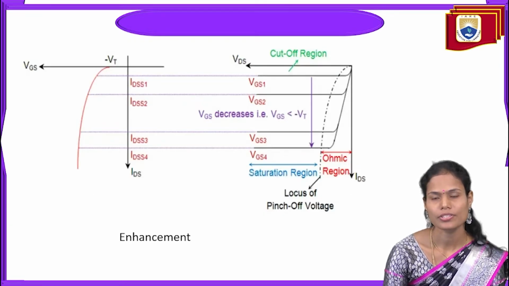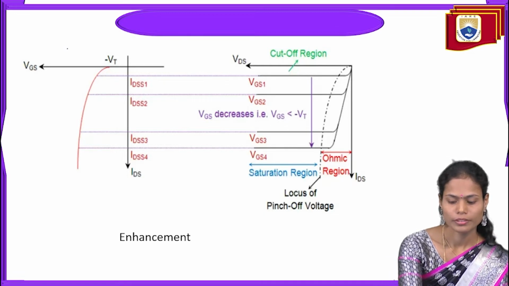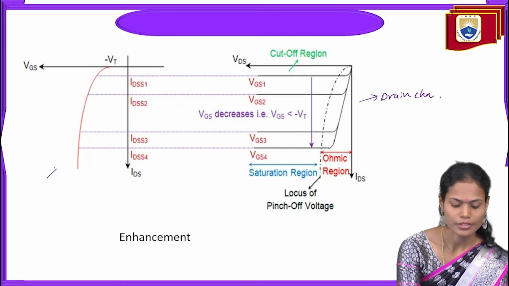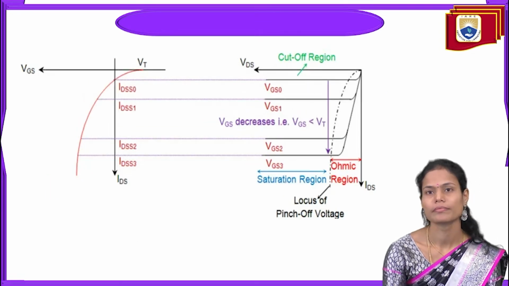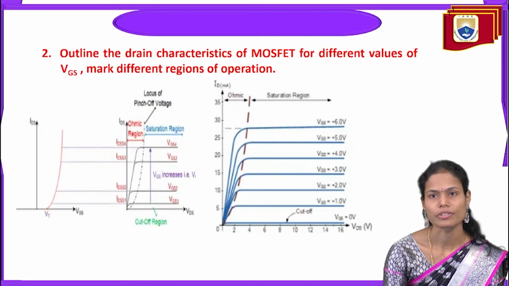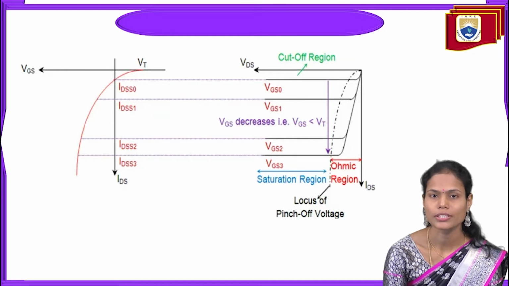And these are the characteristics of the enhancement MOSFET. So these are the drain characteristics, and these are the transfer characteristics. So these are the characteristics in the depletion mode MOSFET. So in this way we have to explain all the points in detail in the case of a given question.